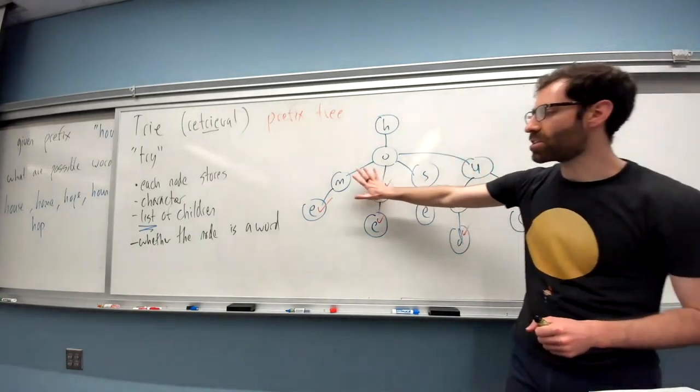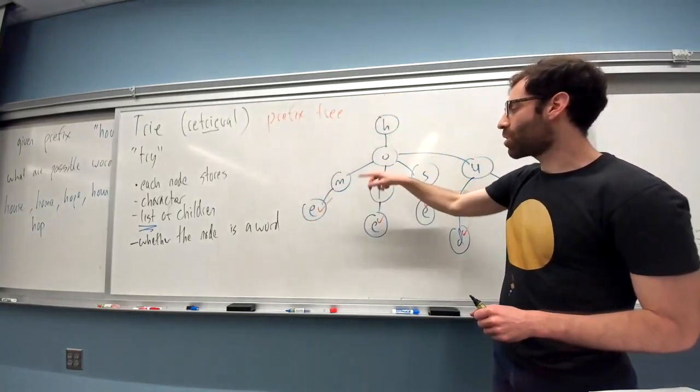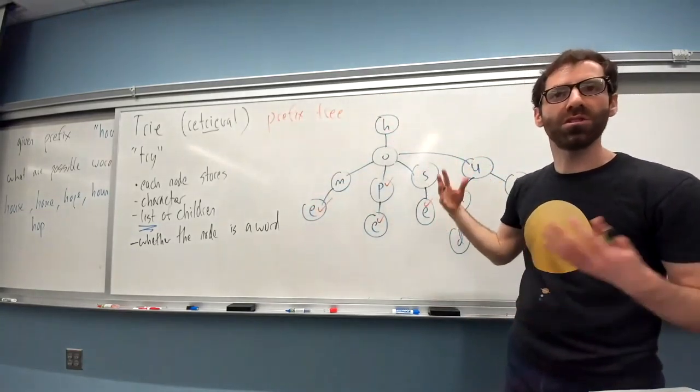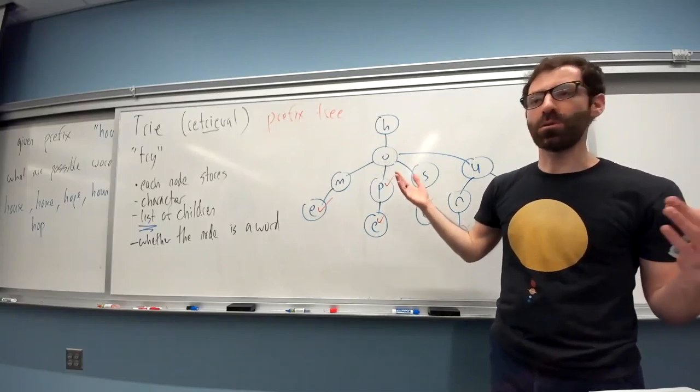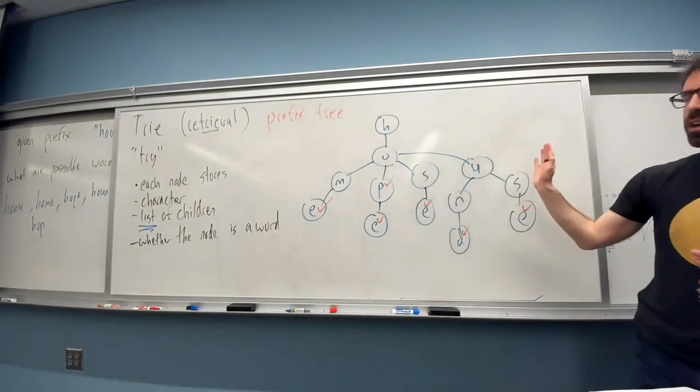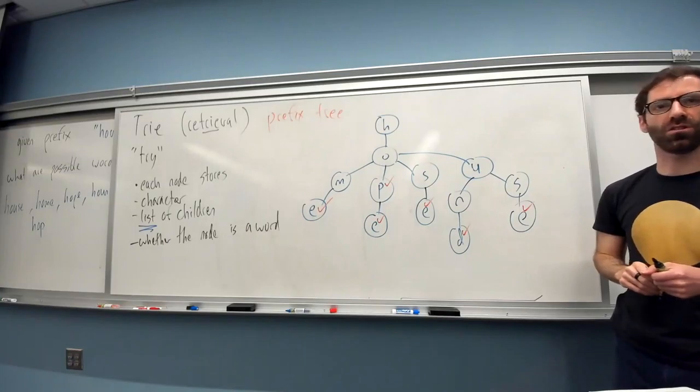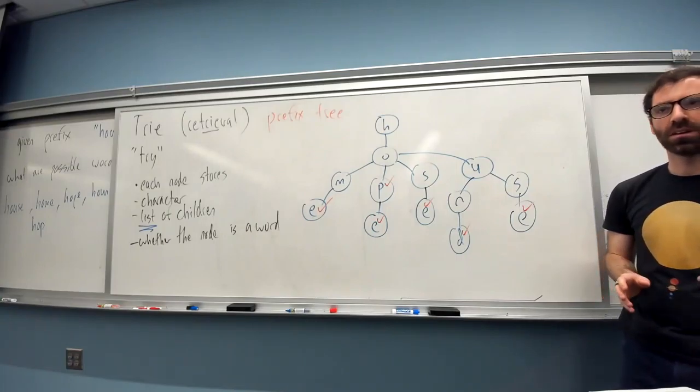And we avoided having to check whether home, hope, hop, or hose was a possible word, because we followed our tree and didn't need to search those. Does that make sense? Aiden?